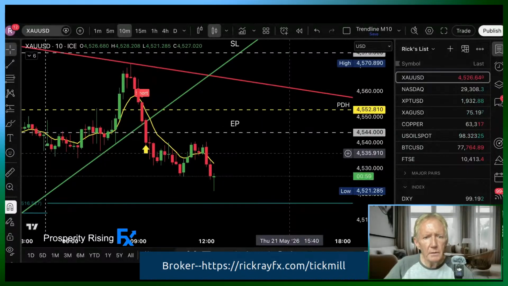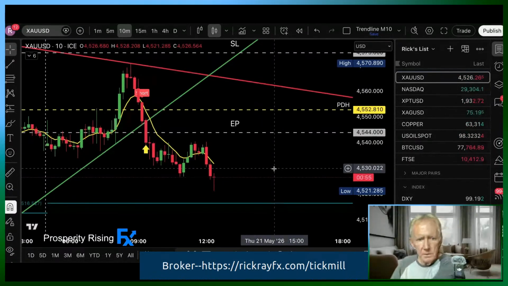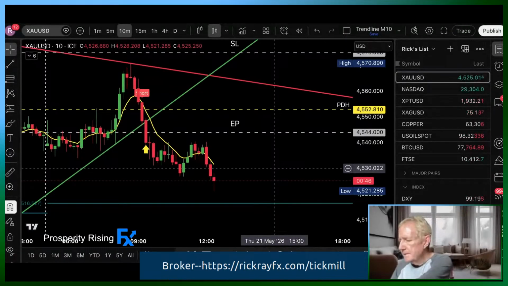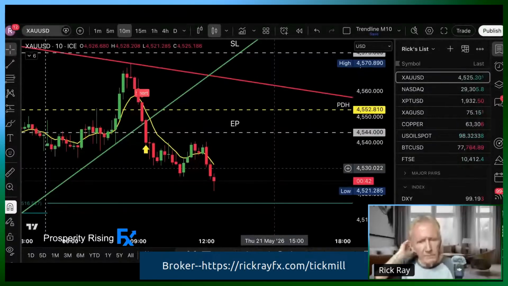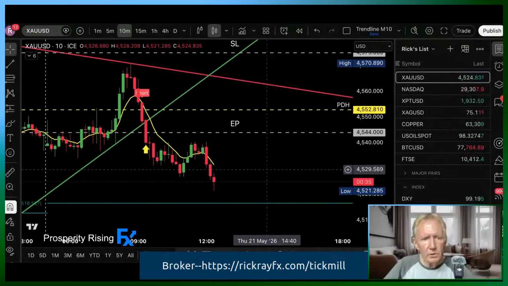But that's just me. Okay, now, whoa, this thing's cleaning house today. Anyway, my stop loss is below break even, so this is a no loss trade. It's impossible to lose on this trade, so it's all good.